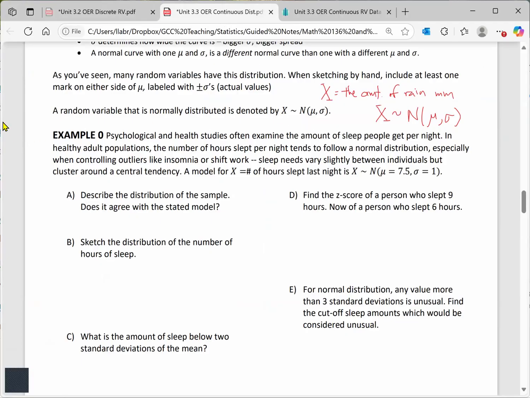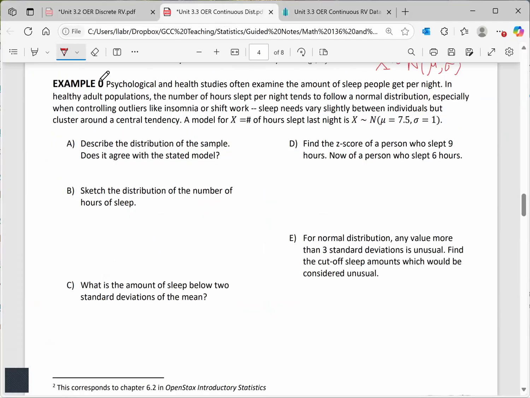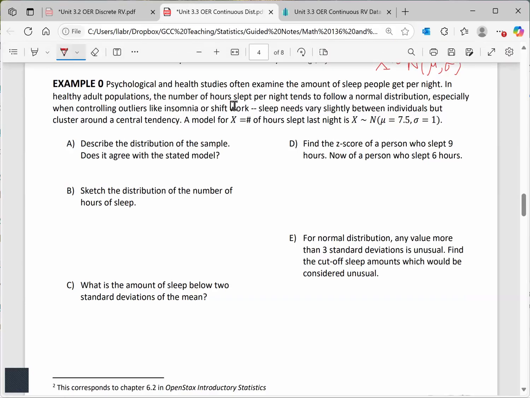All right, let's go ahead and take a look at our first example. Psychological and health studies often examine the amount of sleep people get per night. In healthy adult populations, so again, we're excluding people that have issues with sleep, the number of hours slept per night tend to follow a normal distribution, again, especially when controlling for outliers. Sleep needs vary between individuals, but cluster around the central tendency. Here's a model for X, which is the number of hours slept last night.